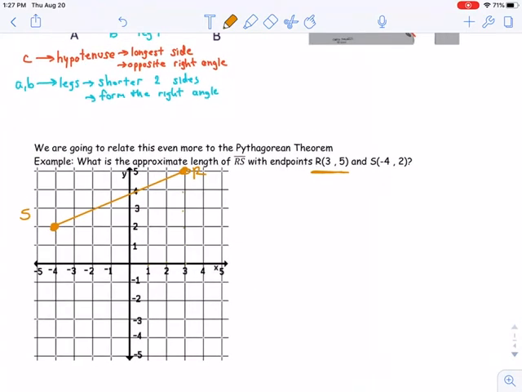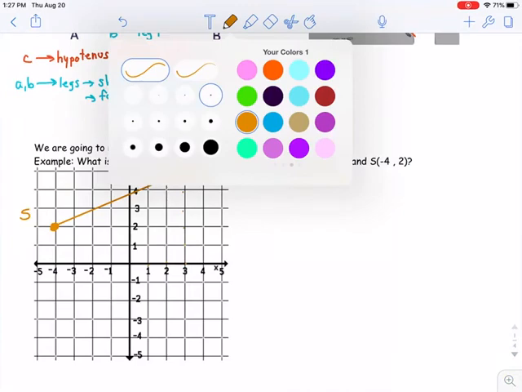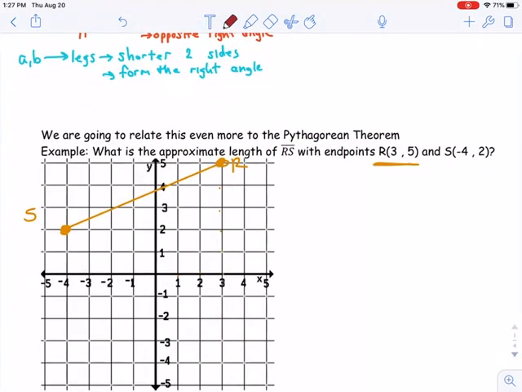So we have the distance formula. We could do that, we did that yesterday. Very lengthy, very detailed, but watch this. This is the Pythagorean theorem shortcut. I'm gonna take this segment and boom, I'm gonna make it into a right triangle. Ooh, ah, wow.